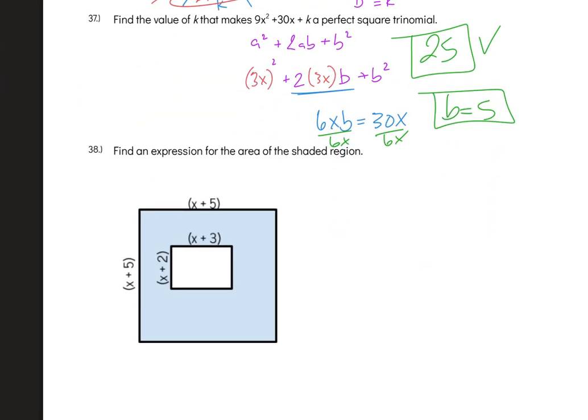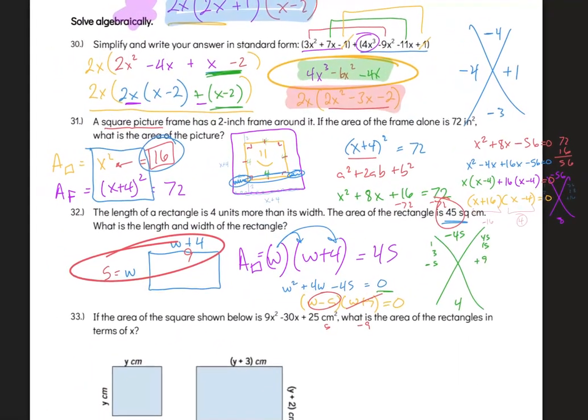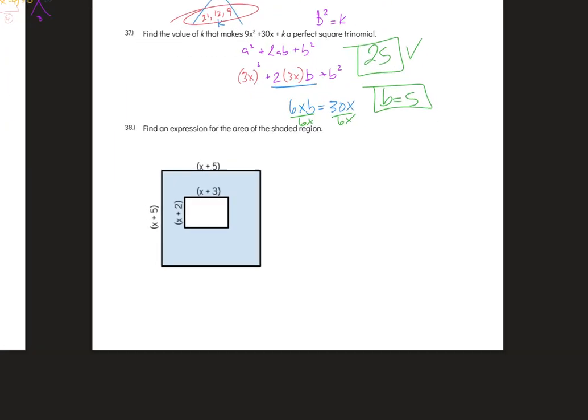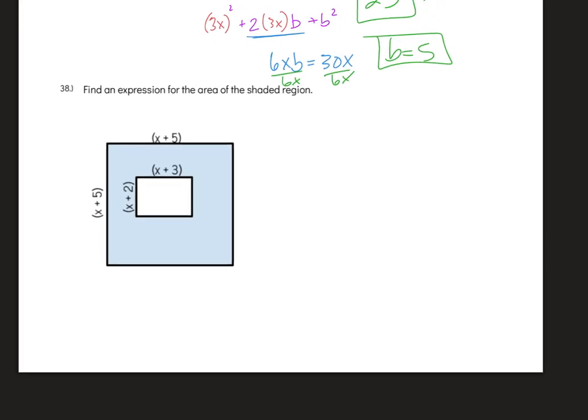Find an expression for the area of the shaded region. Well, that should remind you of this one a little bit. Also, depending on what happened after I recorded this video, you might be looking at this going, that looks like some crazy sauce happened here. It might have. So anyway, find an expression for the area of the shaded region.